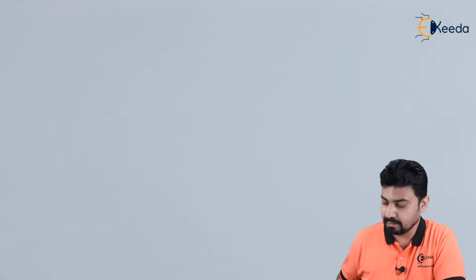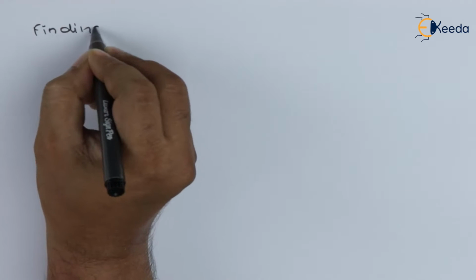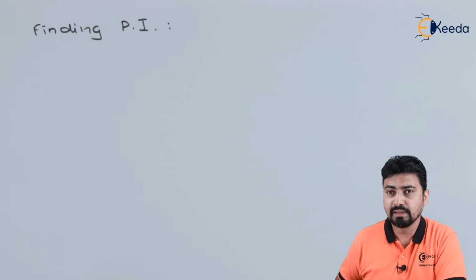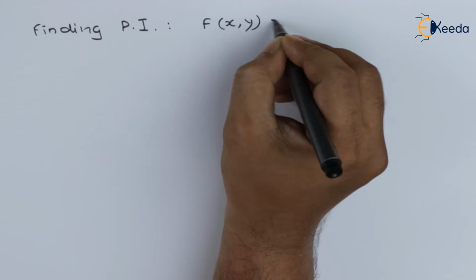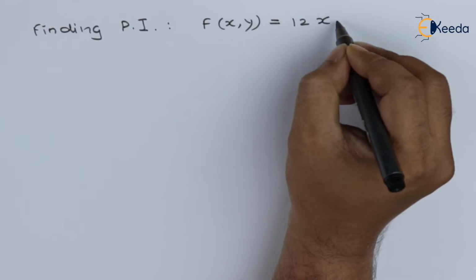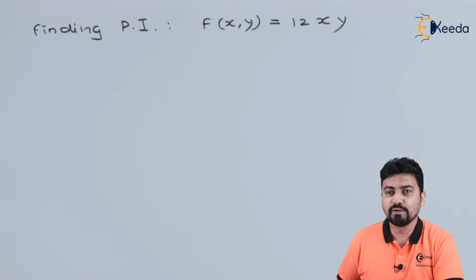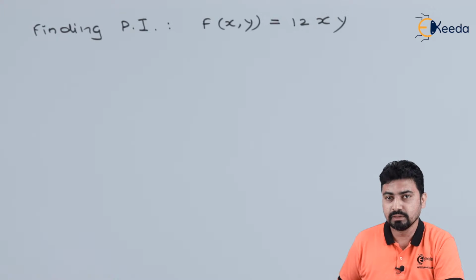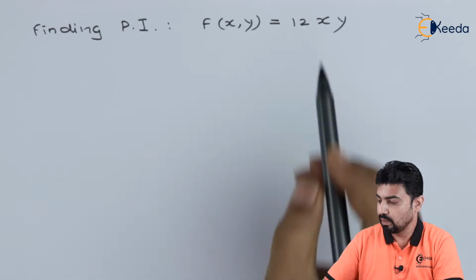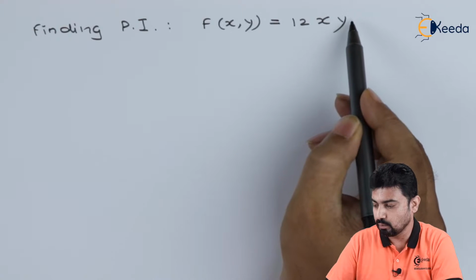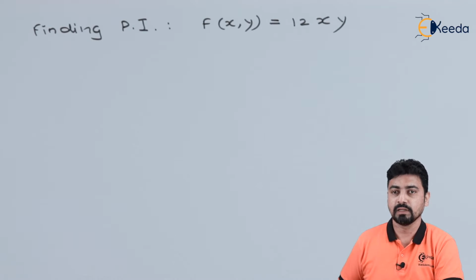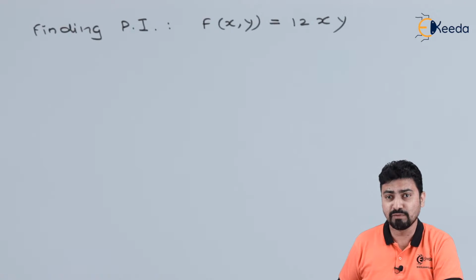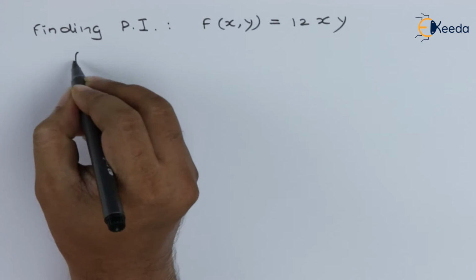For finding PI, let us rewrite the function of x comma y. This function is in the form of x raised to m into y raised to n, where we have x raised to 1 and y raised to 1. So m is 1 and n is also 1. Let us also see what is the function of D D dash.